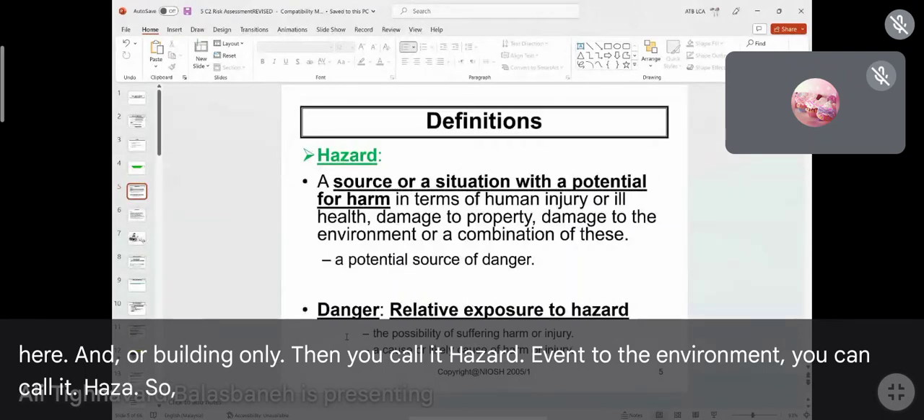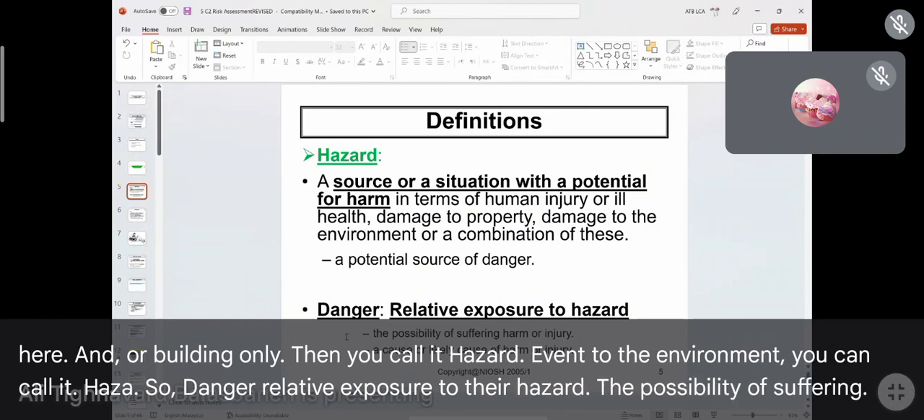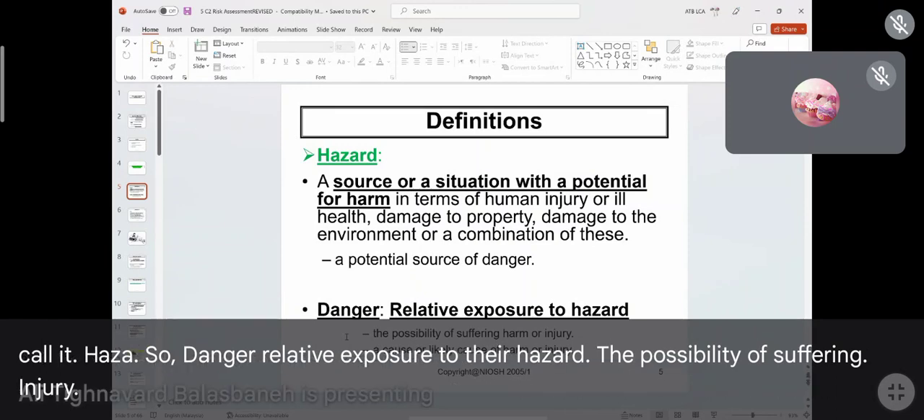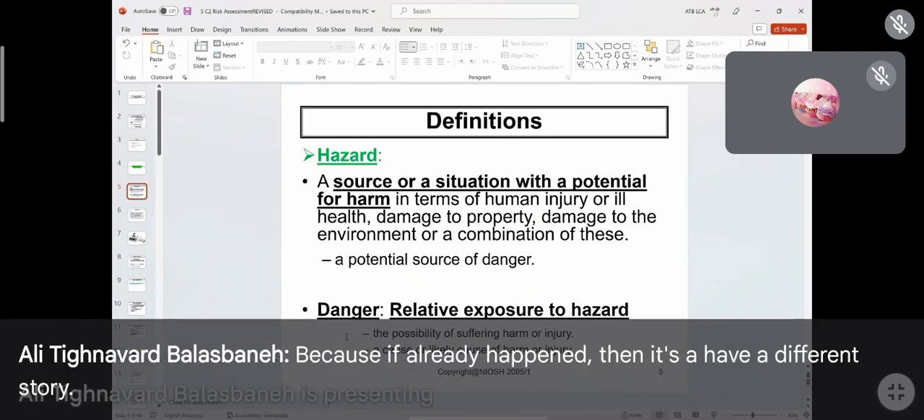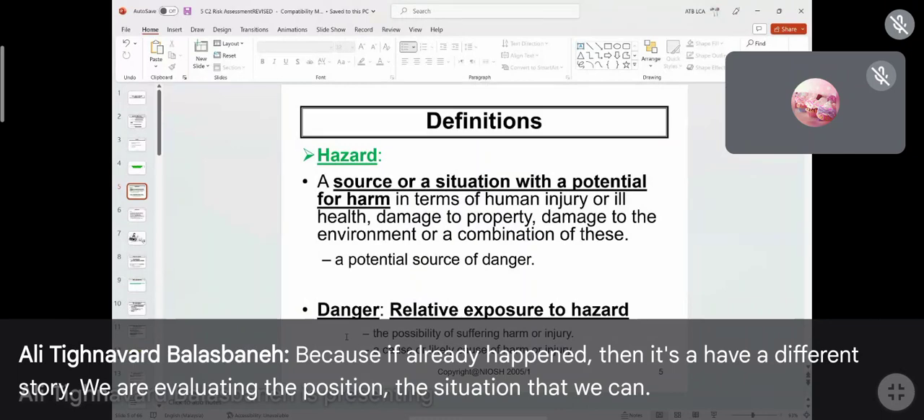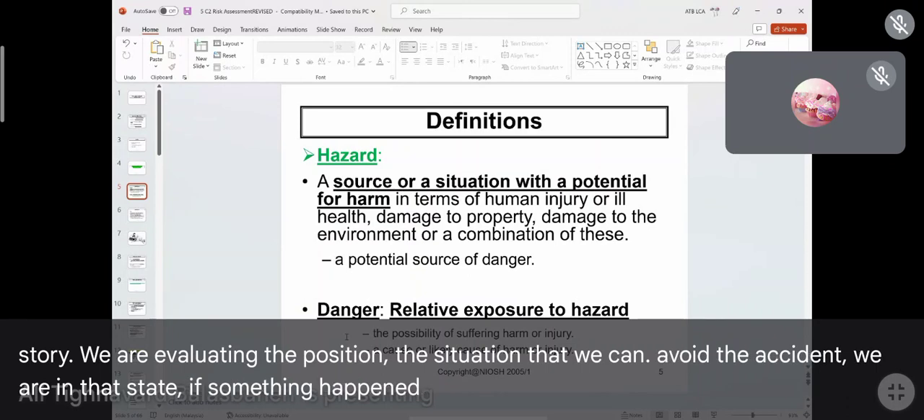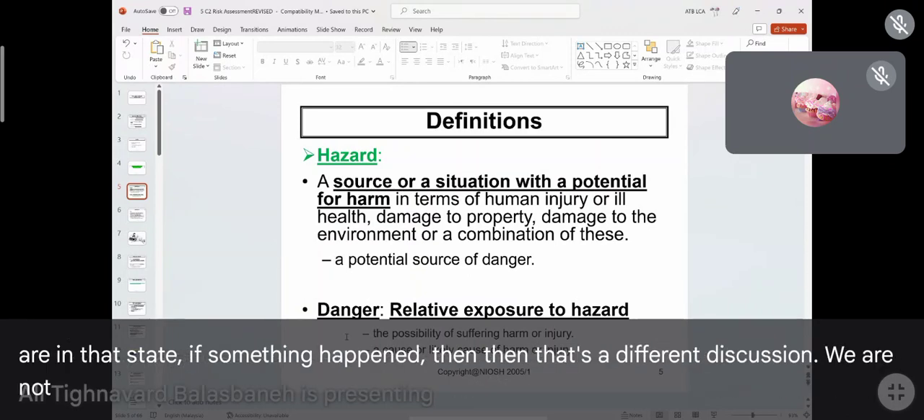So, danger: relative exposure to the hazard, the possibility of suffering injury. The possibility, be careful, it didn't mention it's already happened, because if it already happened, then it would be a different story. We are evaluating the situation so that we can avoid the accident. We are in that stage. If something happened, then that's a different discussion. We are not there yet. So danger means something that hasn't happened yet.